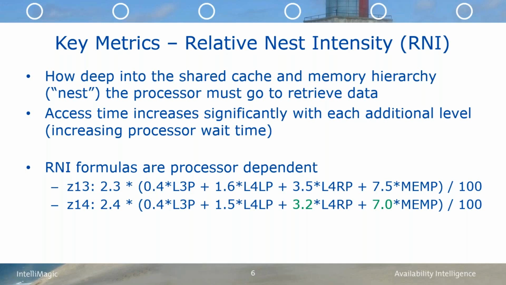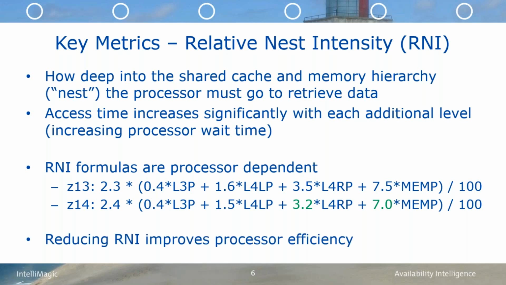So IBM defines a threshold value for RNI of 1.0, above which a workload is considered to place a high demand on cache and thus may not achieve the rated capacity of a processor. But no matter what your RNI currently is, reducing it means less unproductive waiting cycles and more processor efficiency.